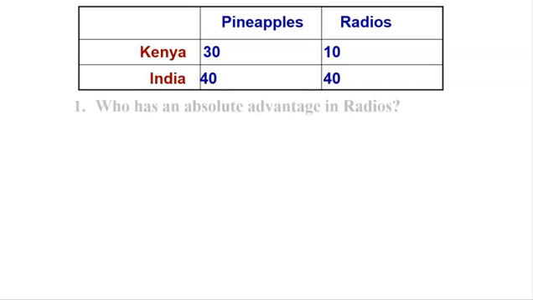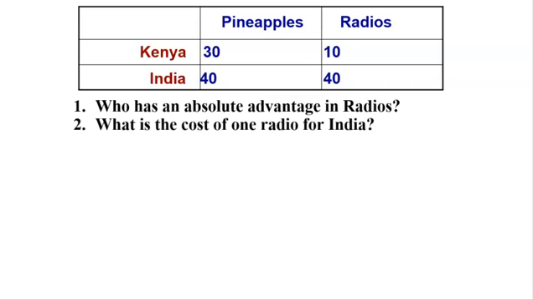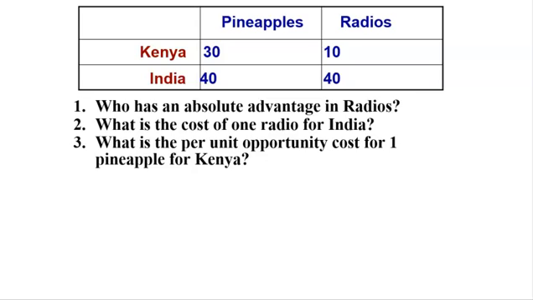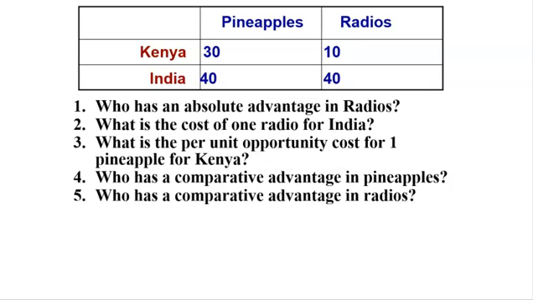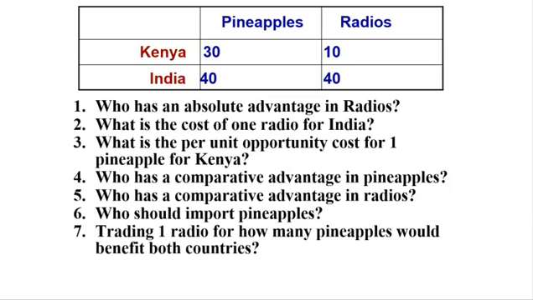So we can answer a few questions here. One, who has the absolute advantage in radios? What is the cost of one radio for India? The per unit opportunity cost for one pineapple in Kenya? Who has a comparative advantage in pineapples, and in radios? Who should import pineapples? And does trading one radio for how many pineapples benefit both countries?